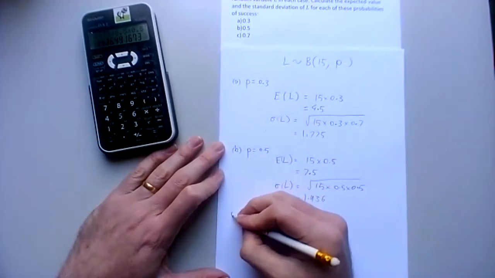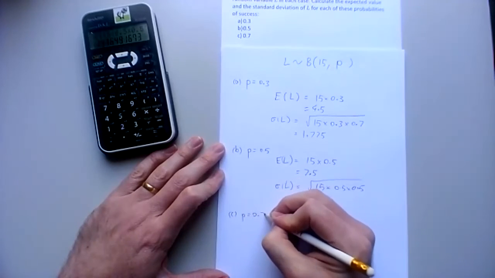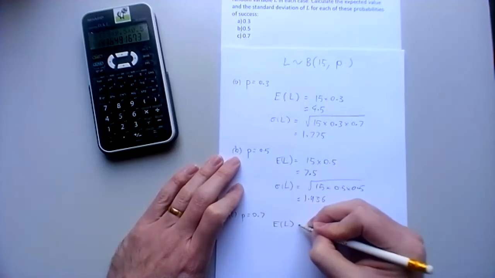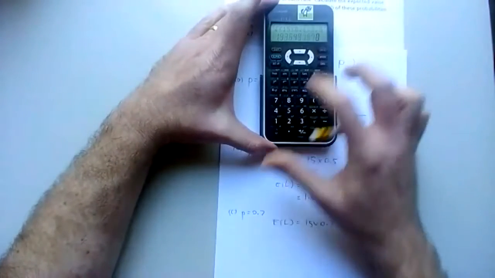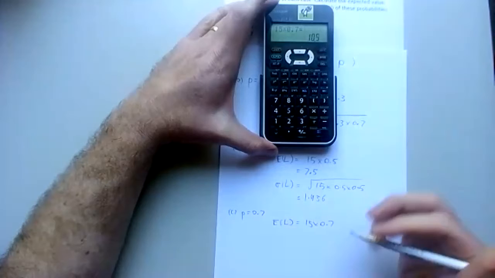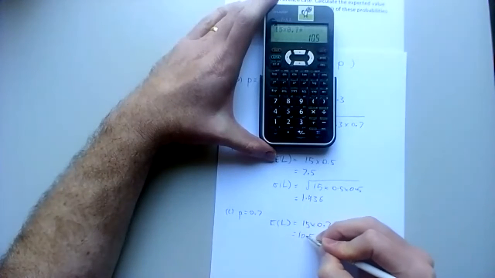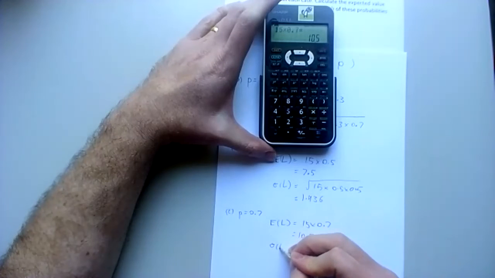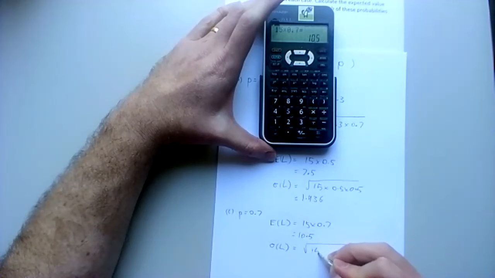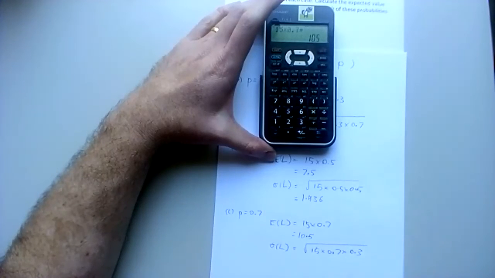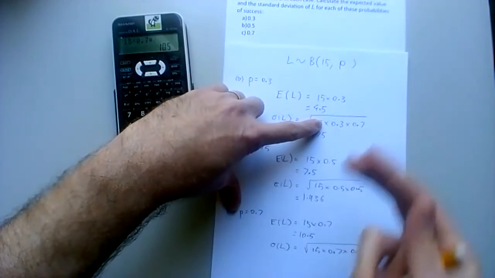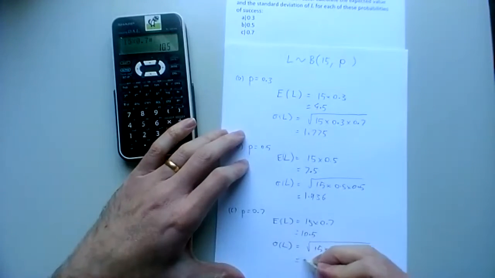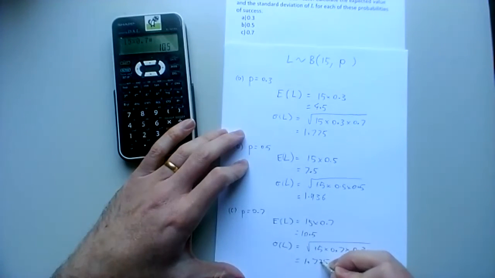All right. What about this third one, 0.7? The expected value of L would be 15 times 0.7, which is 10.5. Okay, and the standard deviation of L is 15 times 0.7 times the other probability, which is 0.3. I've already calculated that. It's exactly the same as this one. These two are just switched around, and that doesn't make a difference to multiplication. So that'll be 1.775 again.